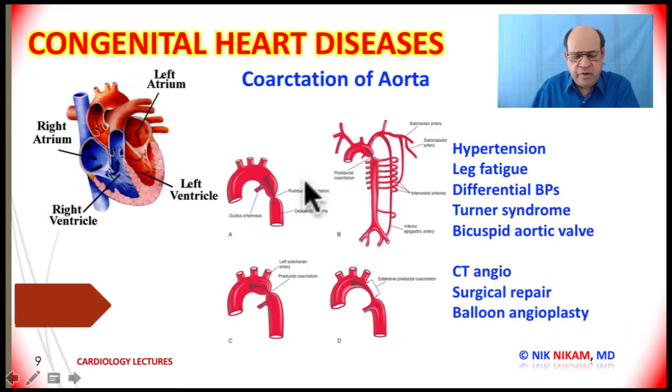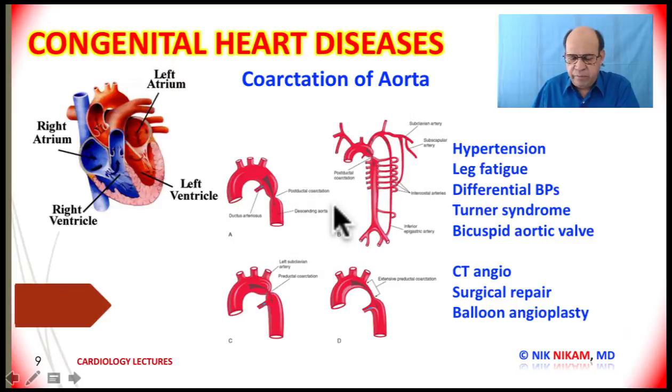Coarctation of the aorta is another congenital abnormality we encounter in the adult population, where there is narrowing of the descending thoracic aorta, generally just beyond the point of ductus connection. This narrowing can be like a napkin ring type of constriction in the aorta, which causes differential blood pressure between the right arm and the left arm.